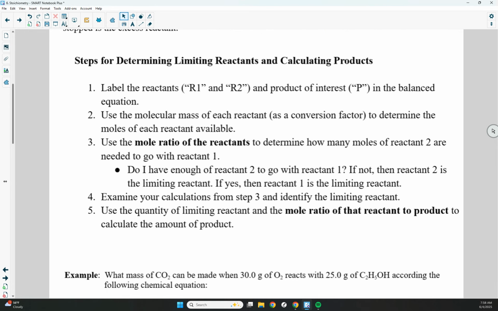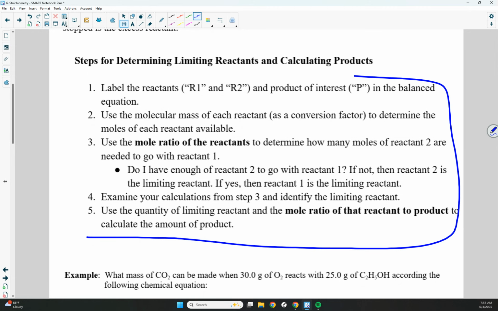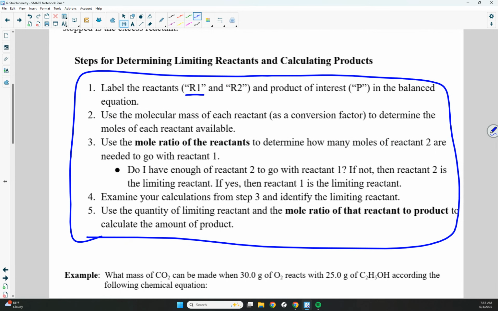So these are the steps that we're going to follow when we're solving problems about limiting reactants. I'm not going to read all these to you, but the first one I am going to emphasize that when we're reading the question, which is really important to read it carefully, we want to label reactant 1 and reactant 2 and our product of interest. You might have multiple products in most cases, but we're always going to be interested in one of those products.